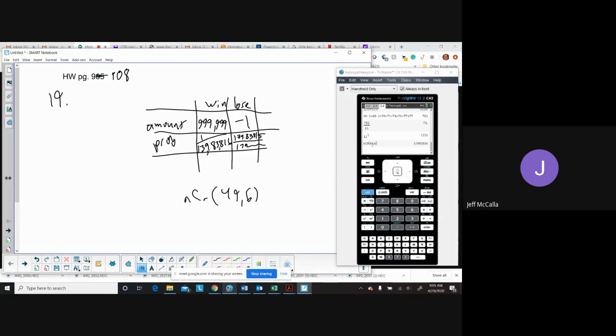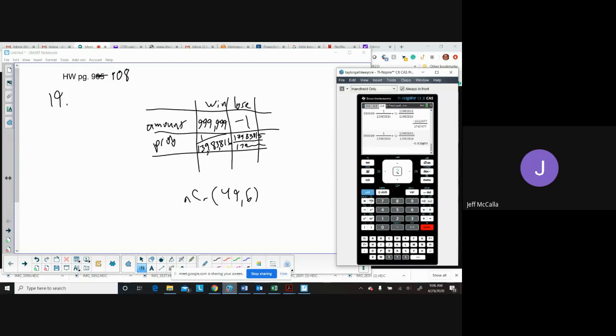And so now we're going to figure this out by doing, again, the amount times the probability. So you get your calculator out and we're going to do 999,999 times the fraction 1 over 13,983,816. And then you're going to add -1 times 13,983,815 over 13,983,816. And I don't like that it gives me a fraction, so put a decimal point to get a decimal there.